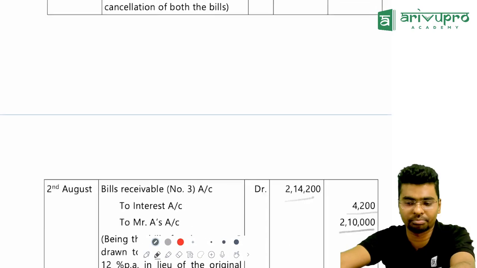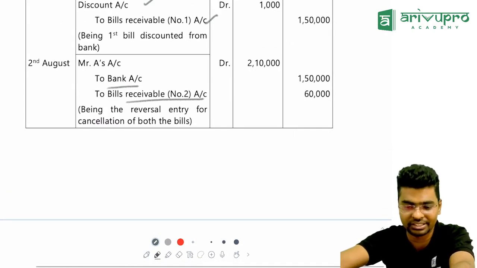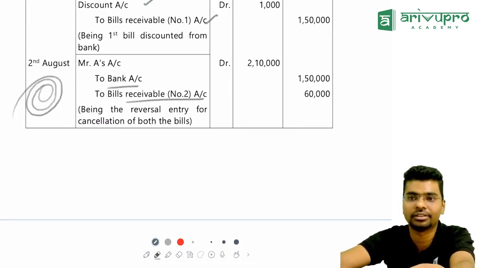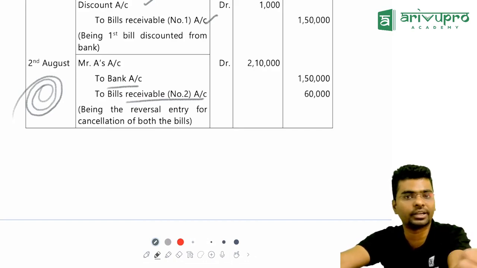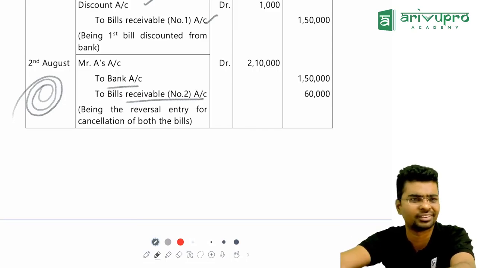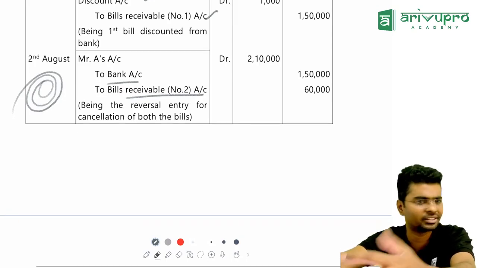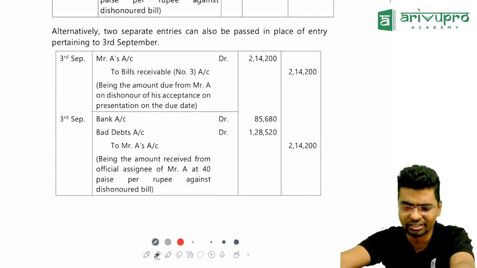Anyone did a mistake in this question, this entry? When you did it the first time, okay. Do I need to explain this? Are you guys clear? This is the only thing which people make mistakes with. Otherwise, everything else is fine. It's pretty much like the previous question.